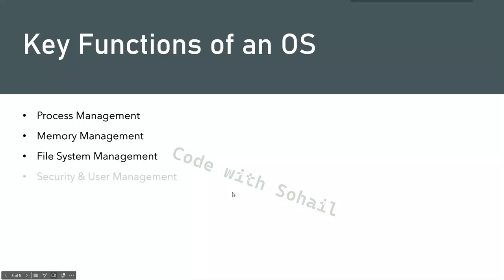The next responsibility for your OS is security and user management. The operating system keeps your data secure by managing user permissions and protecting against unauthorized access. Features like user accounts, passwords, and firewalls help keep your system safe.